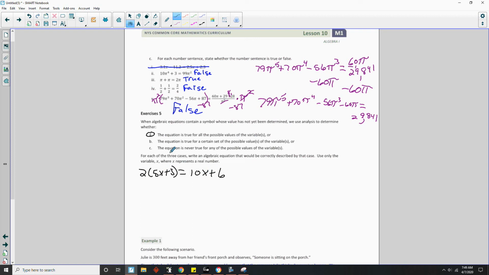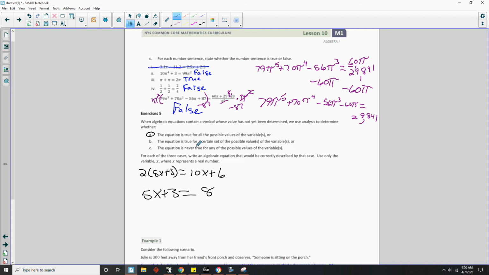Okay. Next, it says the equation is true for a certain set of possible values. So then we just don't want to have a variable on both sides. So if I said 5x + 3 = 8, then there's only one value I can substitute in for x that would make this statement true. You subtract 3 and get 5, and divide by 5 and get x to be 1. 5 times 1 is 5, 5 plus 3 is 8. No other number besides 1 will make this true. So there is an equation for B.